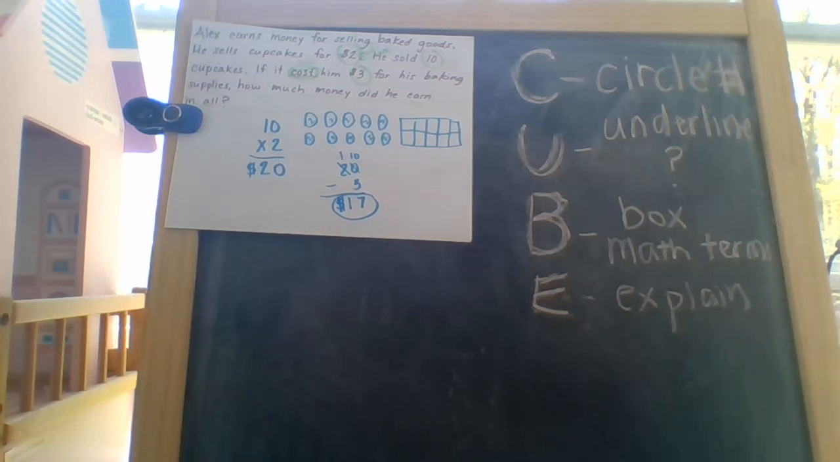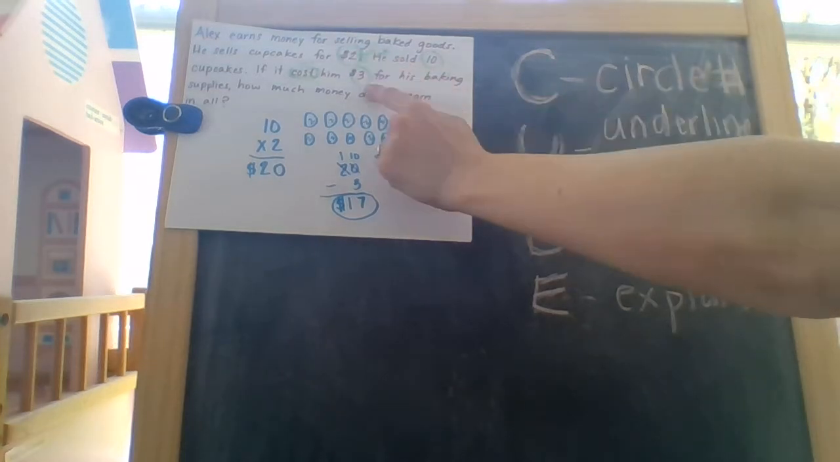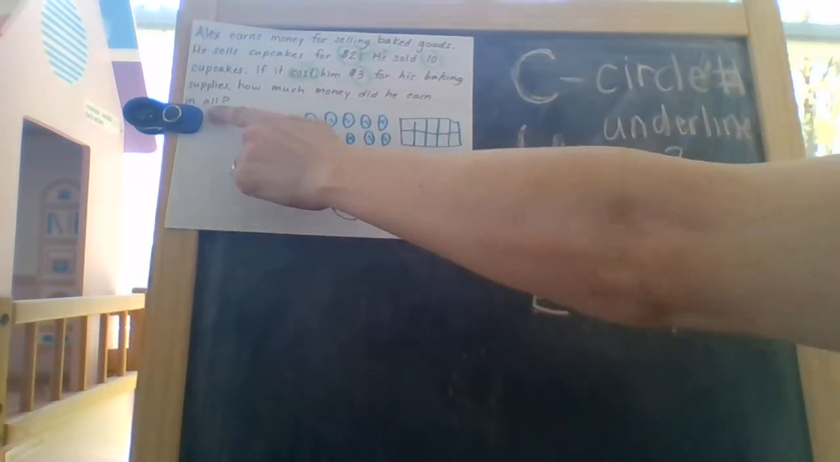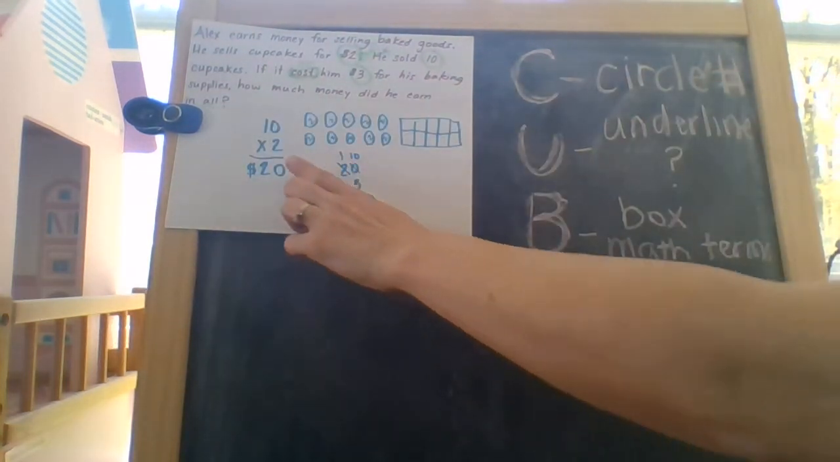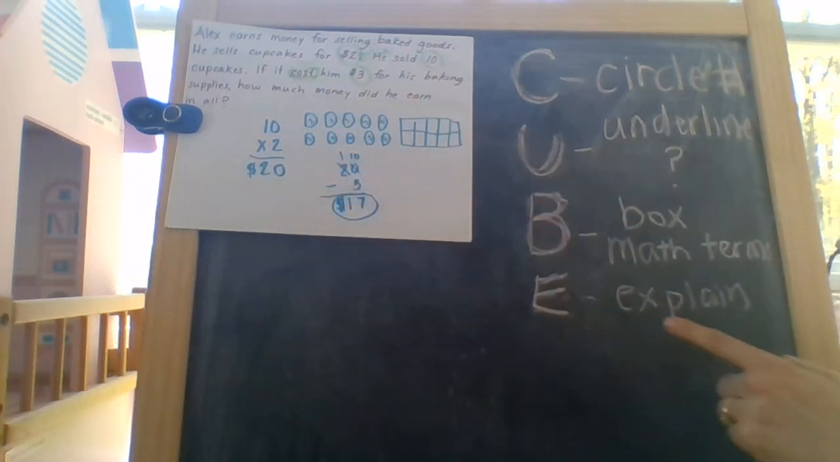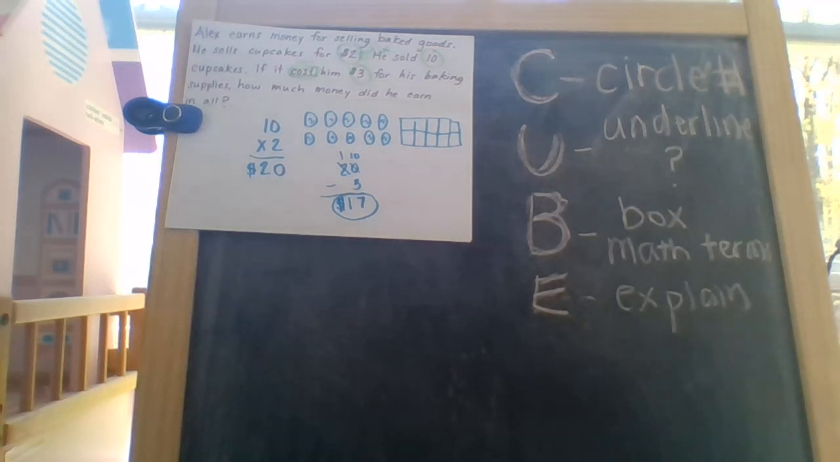Wow, it's a pretty successful business, Alex. Let's see if we followed our cube method. We circled all of our numbers. We underlined our question. We boxed in our math terms. And we explained what we had to do. Then we go back and we check to make sure it makes sense. So let's do another one.